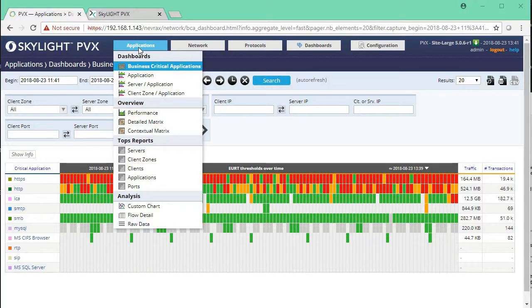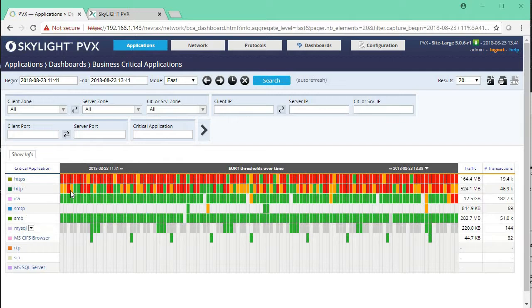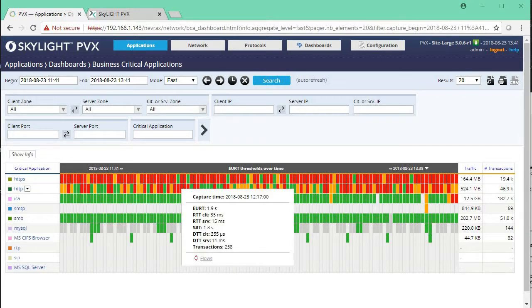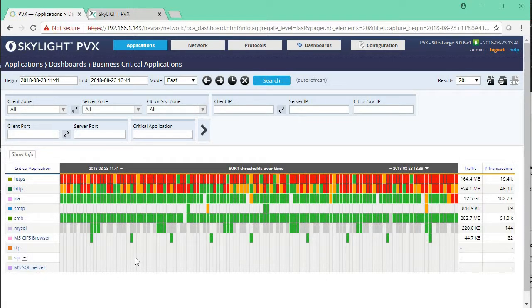Up here at the top, you notice there's applications. If we highlight applications, what I have showing right now is the business critical applications that I've defined: HTTPS, HTTP, ICA, etc. You can see them there listed over here on the left. You can see here red, green, or yellow if the application has exceeded a threshold, and you notice here we're monitoring the end user response time thresholds over time.